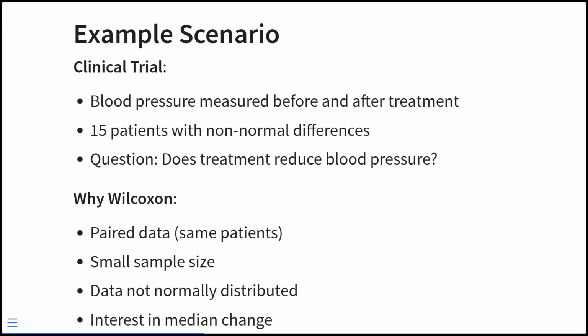So why are we using the Wilcoxon signed rank test? We should know the reason before we start applying it. First of all, it is paired data. Also, we have a small sample size. I talked about n less than 30 earlier on, but you can still use it for a large sample size if it is not normally distributed. Then also, we have an interest in the median change.